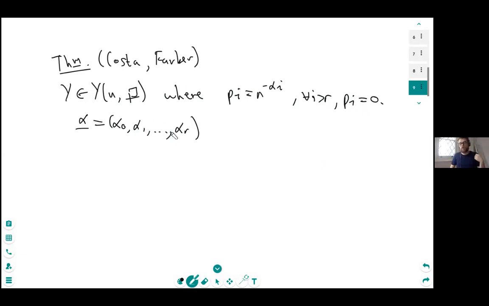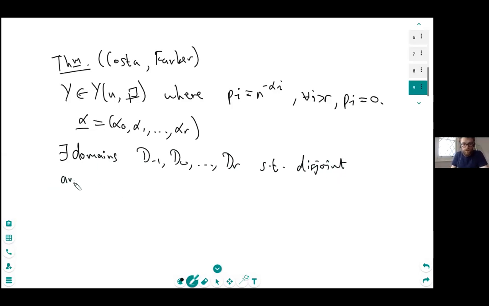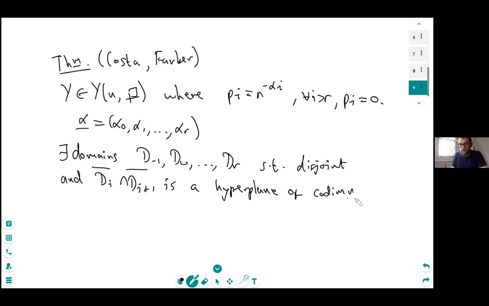And we suspect that depending on where alpha lies, we should have various things happen. And that's what we do. So there exist domains D minus one, D zero, up to D r, such that they're disjoint, and in between any two, so between D i and D i plus one, is a hyperplane of codimension one. So I'll relate this back in a minute.